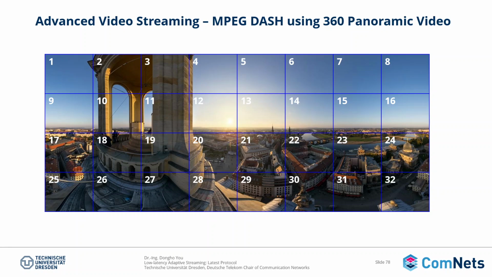So in order to solve this problem, first we can think that it's good to divide the 360 video into multiple tiles like this. Then we can send only the tiles corresponding to the current viewport. For instance, if the red box is my current viewport, the content server only streams these 6 tiles: numbers 13, 14, 15, 21, 22, 23.